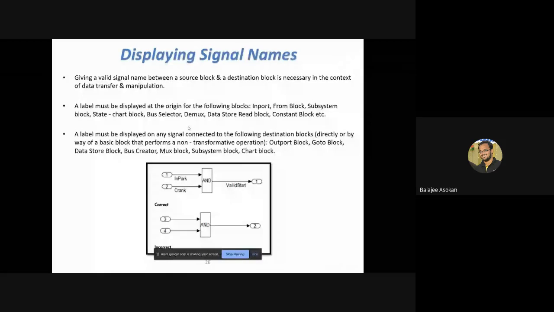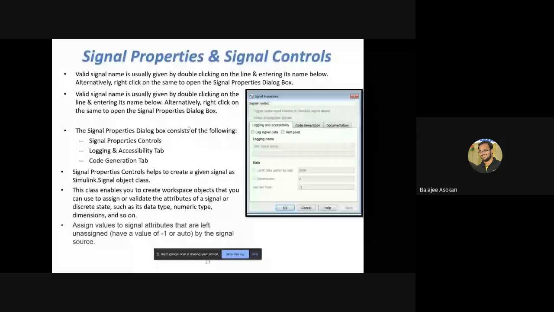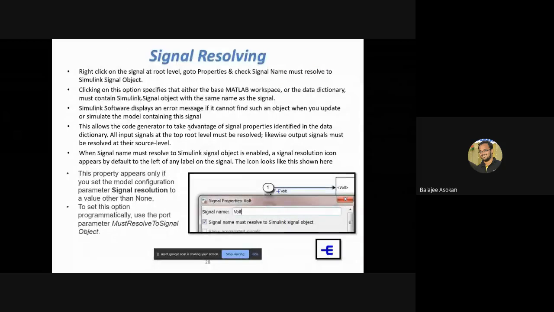MAAB guidelines is actually a very big topic. MAAB stands for MathWorks Automotive Advisory Board. They have a set of guidelines, and based on that only your model needs to be developed. Right from displaying the signal name, to resolving the signal or any specific signal properties, everything is controlled by the MAAB.